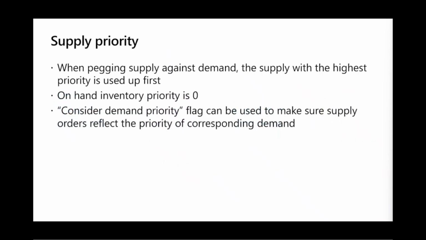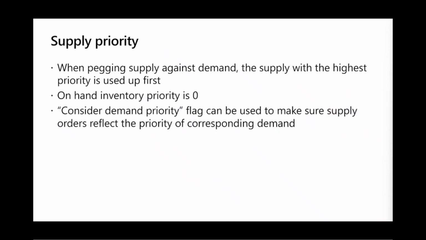But before we go into that, I want to take a minute to talk about supply priority, since we'll be focusing more on demand priority through the rest of this presentation. Supply is assigned a priority just like demand. And when we run priority-based planning, master planning will peg supply against demand, starting with the supply with the highest priority. On-hand inventory is going to be provided a priority of 0, which means on-hand inventory will be allocated prior to any of our planned orders or existing purchase orders or supply orders.